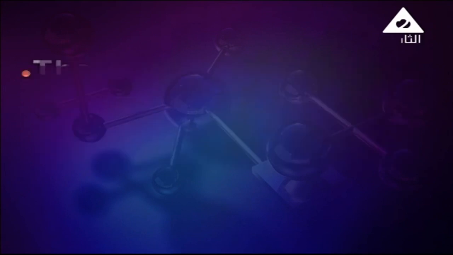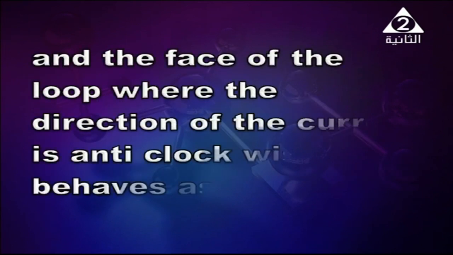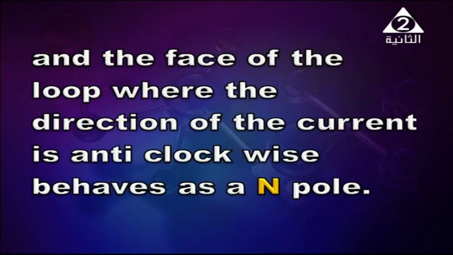Once again, the face of the loop where the direction of the current is clockwise behaves as a south pole, and the face of the loop where the direction of the current is anti-clockwise behaves as a north pole. This is the easiest way to determine the polarity of the circular coil.